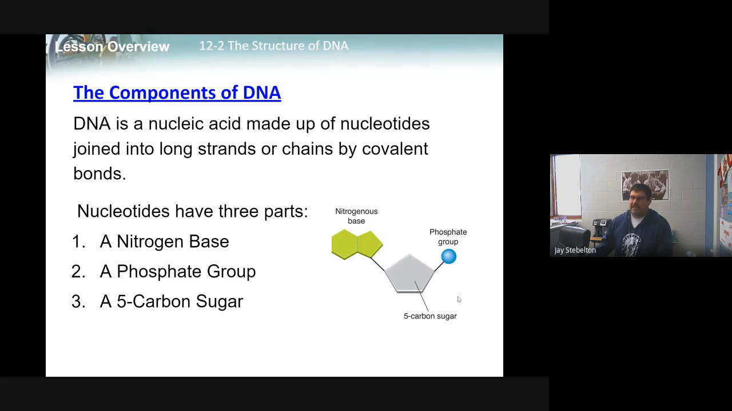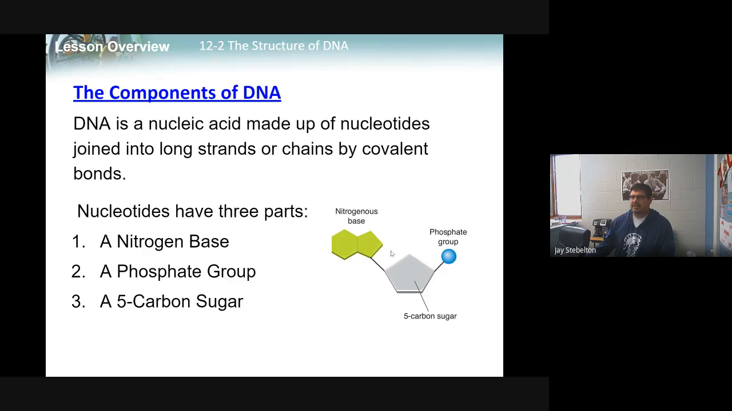All of the nucleotides will have a phosphate group, a 5-carbon sugar, and it's named that because it has 5 sides, 1, 2, 3, 4, 5, and a nitrogenous base. The nitrogenous bases are made up of the ATCGs. So if we ask you about the 3 parts of a nucleotide: a phosphate group, a 5-carbon sugar, and a nitrogenous base.